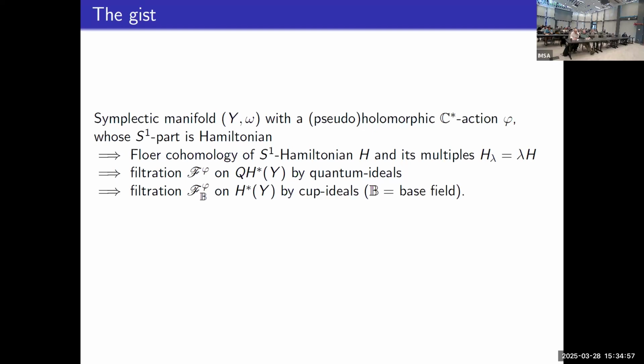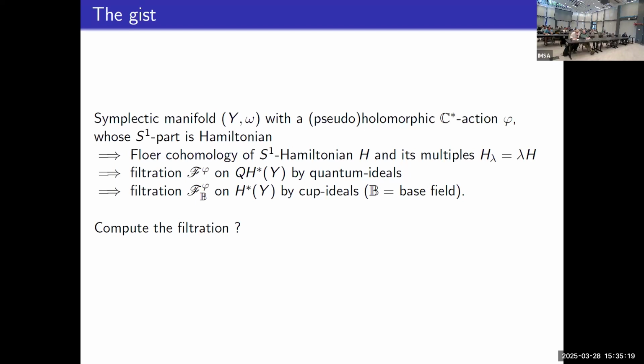And then furthermore, if you don't like quantum cohomology, and you'd prefer to be an algebraic topologist or something, then you can just remove the Novikov parameter, which happens in cohomology, by specializing in the base field. So you get a filtration on the ordinary cohomology by quantum coupling it. That's an interesting invariant of your symplectic manifold with this action.